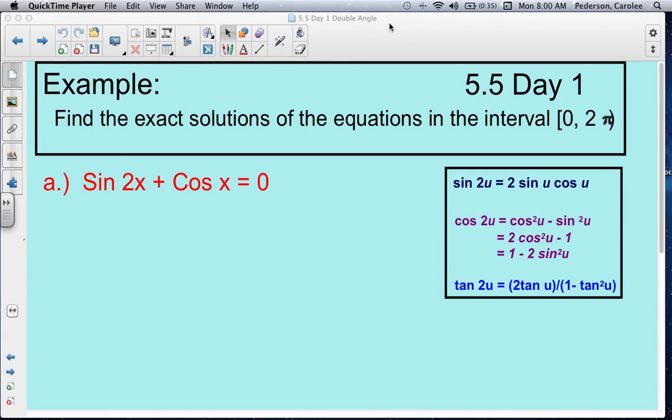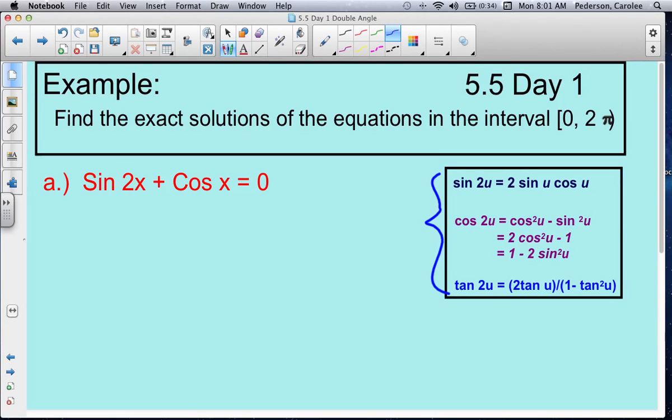This is 5.5, day 1, part 2, using the double angle formulas. I do have them in the box here so we can refer to them. So now we want to take this red equation and find out the exact solutions to this equation, and we only want it for the first revolution of the unit circle.